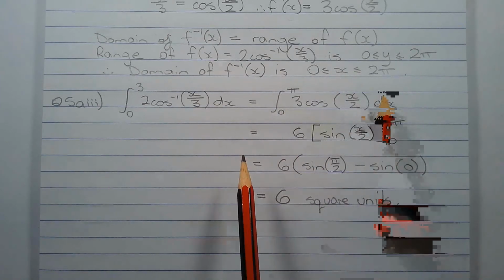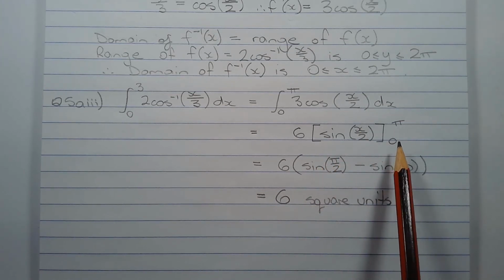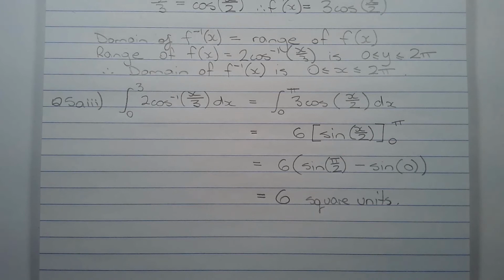So the integral of this is equal to 6 times sine of x over 2 from x equals 0 to x equals pi. So applying the limits of integration, we have 6 times sine of pi over 2 minus sine of 0. And sine of pi over 2 is equal to 1, and sine of 0 is equal to 0, and that equals 6 square units.